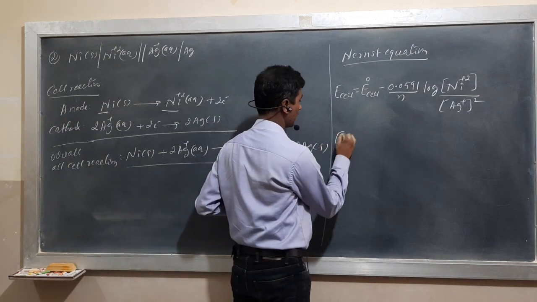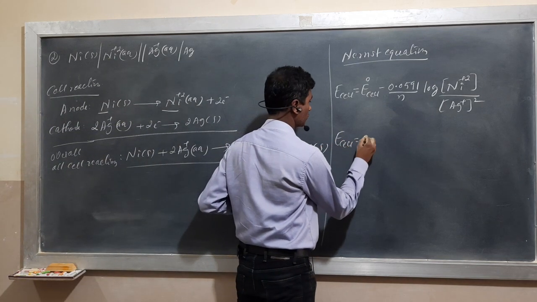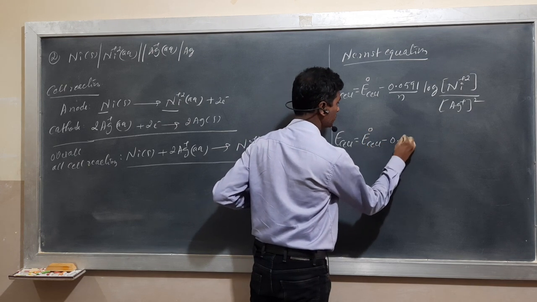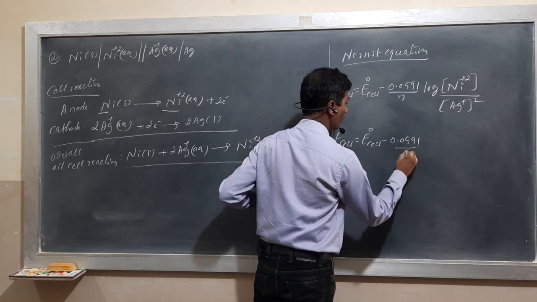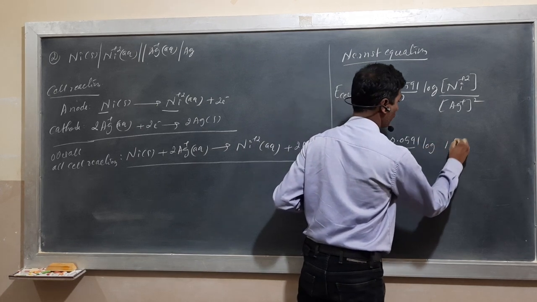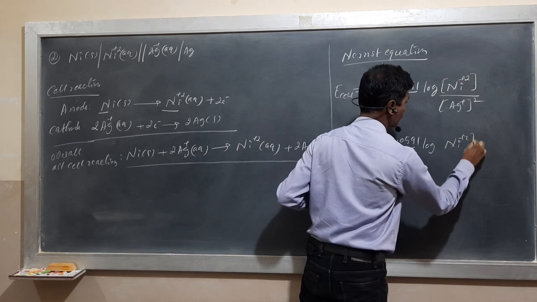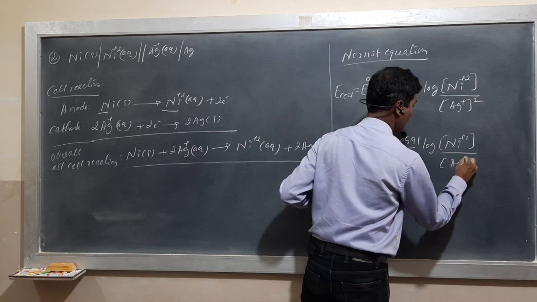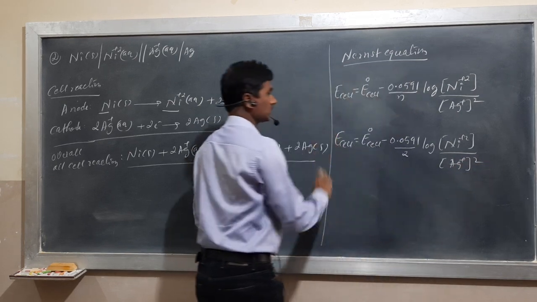So E of cell is equal to E naught of cell minus 0.0591 divided by n, where n equals 2, times log of Ni plus 2 divided by Ag plus squared. So this is the equation.